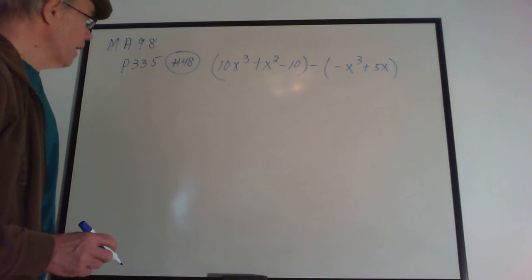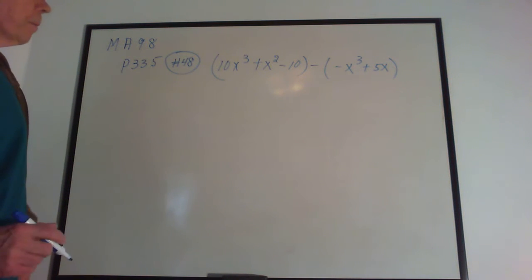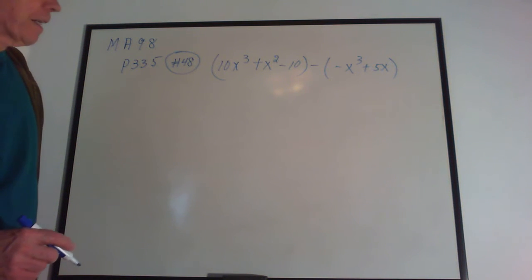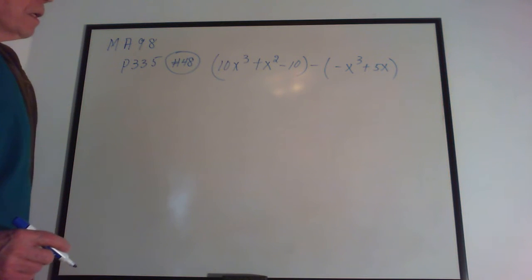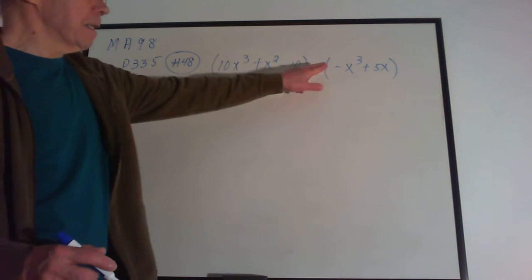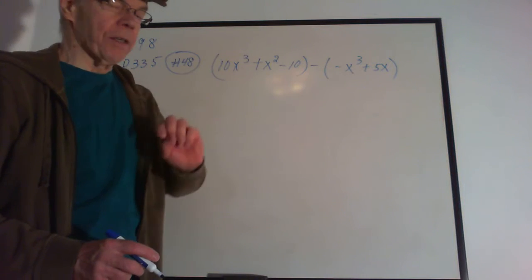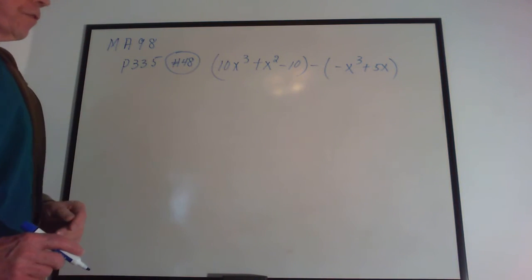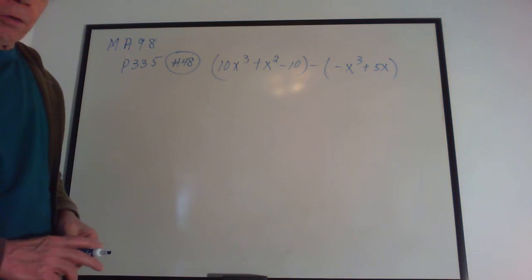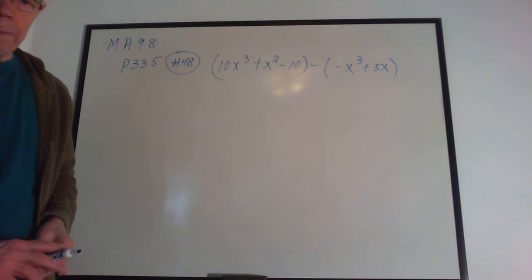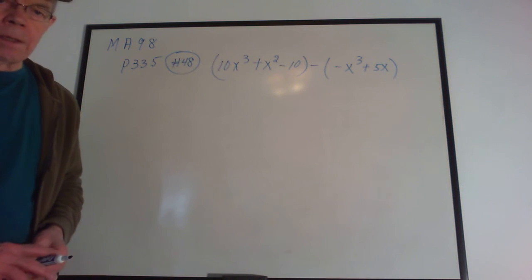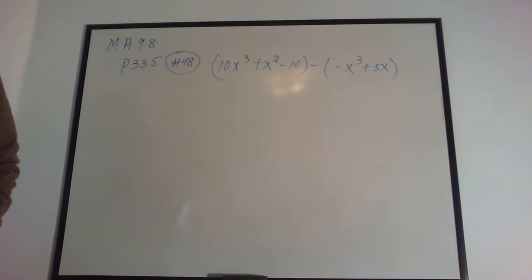Let's turn to page 335, number 48. Translation of that is you're going to subtract the negative x cubed plus 5x from the first function. So go ahead and do that, and I'll put it on the board. Pause the video so you can practice it.